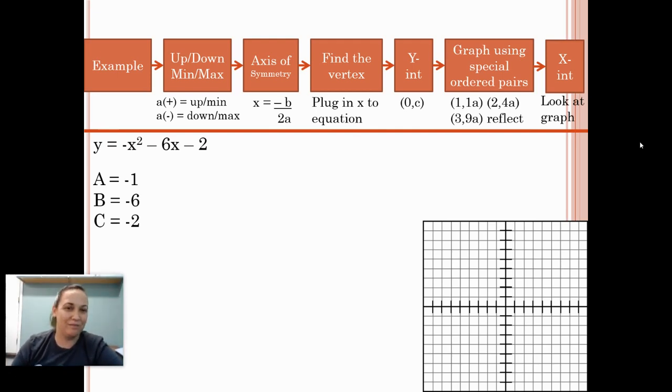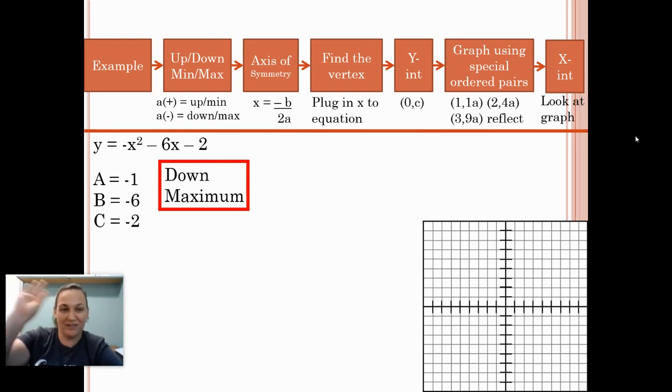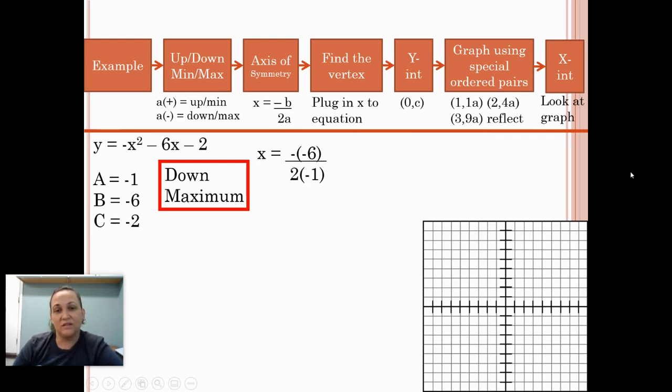Just like in our first example, since my a is -1, this will be a parabola that opens down, an upside down U shape, and it will have a maximum or a highest point. For my axis of symmetry, I will be plugging in my A and my B. Now my B was already negative and the formula has a negative sign, so that'll turn into a +6 on top, divided by -2. And +6 divided by -2 is -3. Don't forget the x equals.